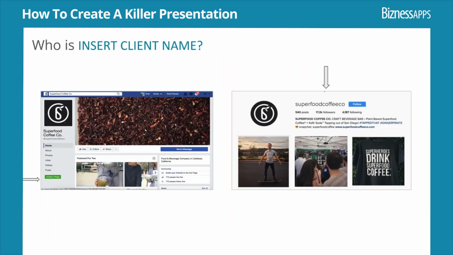It's who is, and then it's the client name. So this slide's not necessarily tricky, but it is pretty basic and simple. So here we want to identify the brand. So who is this particular client? So who is Superfood? We highlighted 2 sections. You can highlight a whole lot more here. You don't have to be confined to just their Facebook or their Instagram.